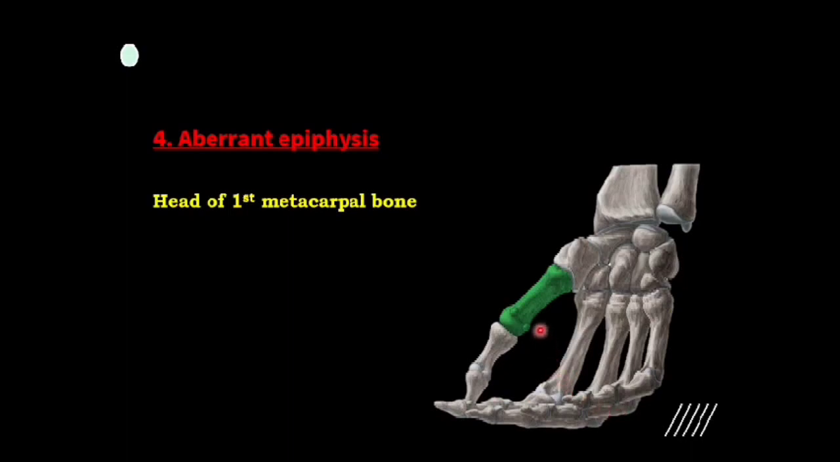Aberrant epiphysis is the fourth type, and that appears at the unusual end of a short long bone. And you know that short tubular or short long bone is the metacarpal bone. So you can see here in the head of first metacarpal bone, you get the aberrant epiphysis.